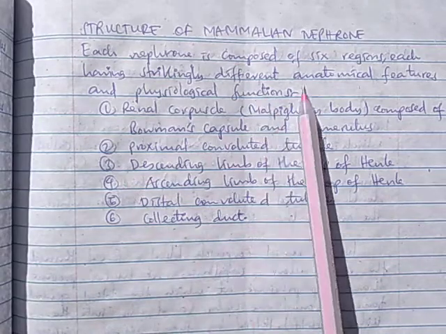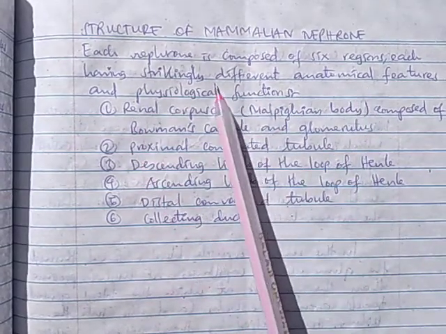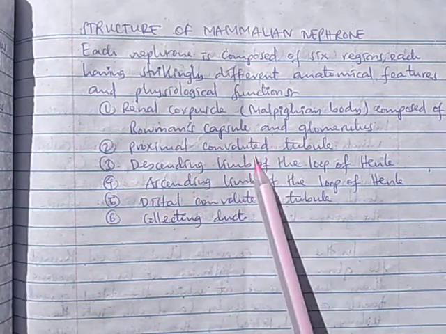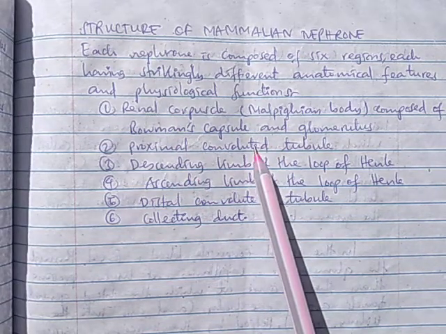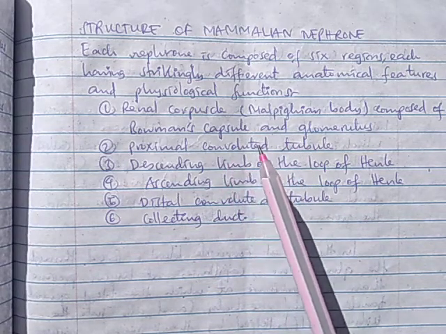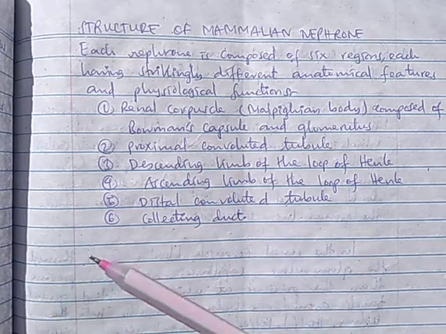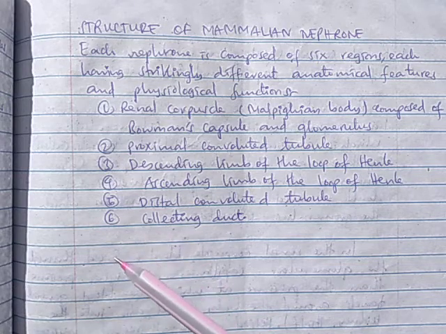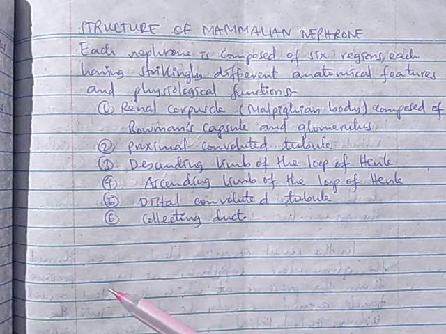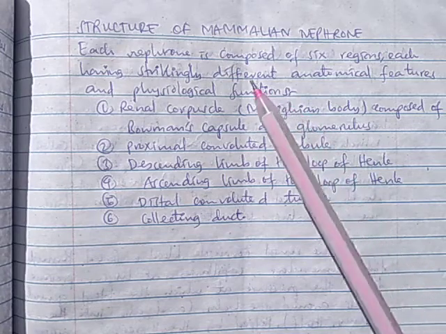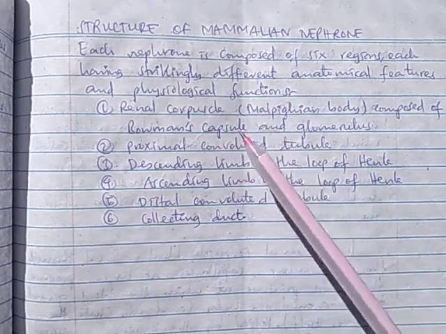Each nephron is composed of 6 regions, each having strictly different anatomical features and physiological function. So about the anatomy, that is, the structure of the different parts of the nephron, different parts of the nephron have different structures, and also different parts of the nephron have different functions. The anatomy, that is, the structure, determines the physiological function, that is, its work.